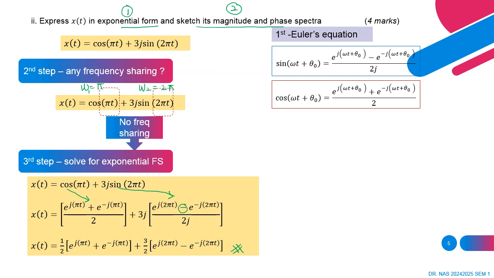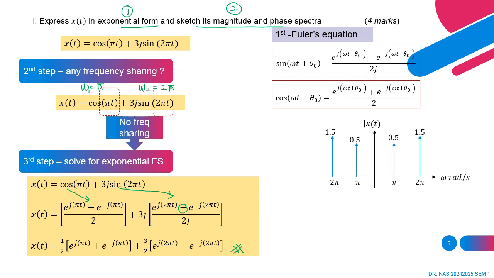Once you have the equation in exponential form, then you can sketch the magnitude of the signal. So at positive π you have an amplitude of 0.5, at negative π you have an amplitude of 0.5 as well, and then at 2π and negative 2π, both have magnitude 3/2 or 1.5. So this is the magnitude. Although the coefficient here is negative, here we take the modulus, so you have all positive amplitudes.